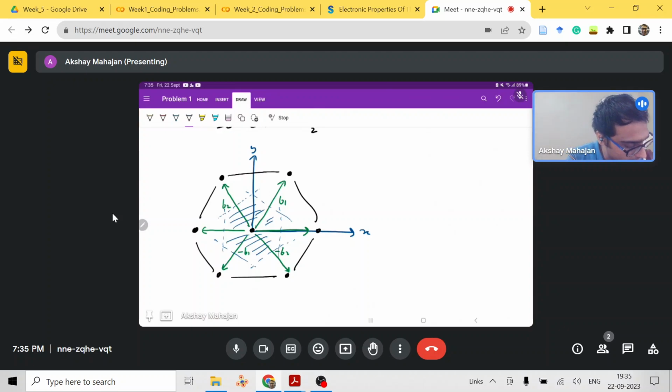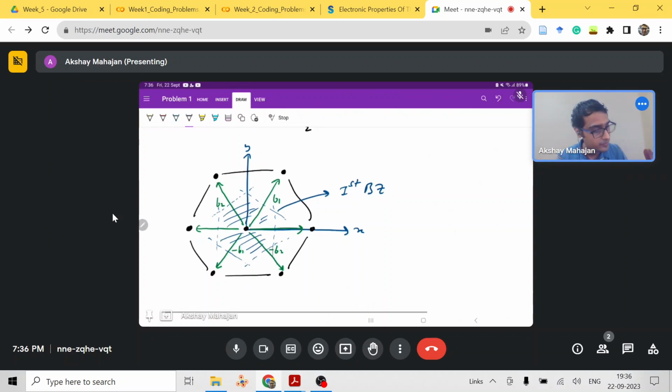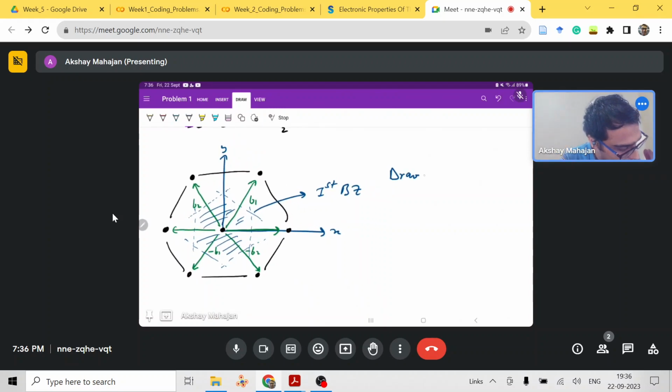This is our first Brillouin zone, and in the C axis, B3 will be perpendicular. If you draw a C vector which is perpendicular to this center point, then that will be your B3 vector, and then you will have a minus B3 vector as well. So for 3D, I cannot show it here, but you just have to draw an upward and a downward B3 vector. Let me just mention it here.